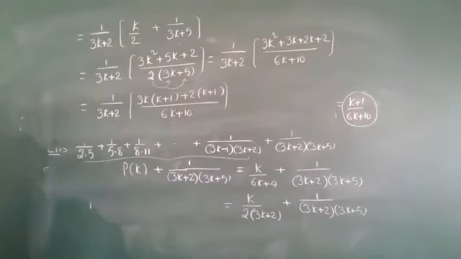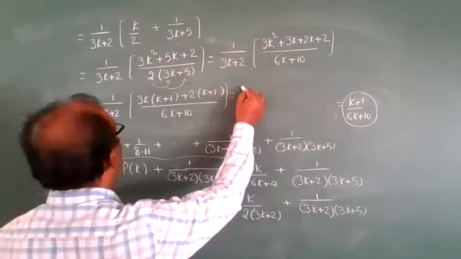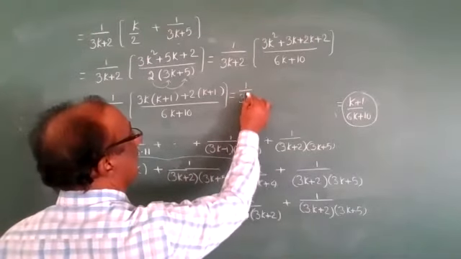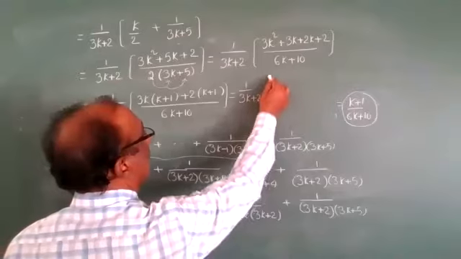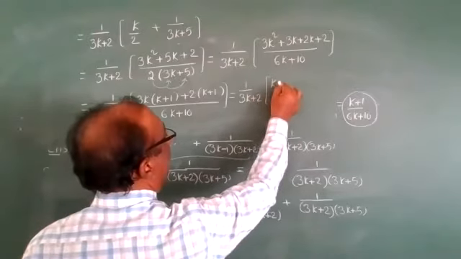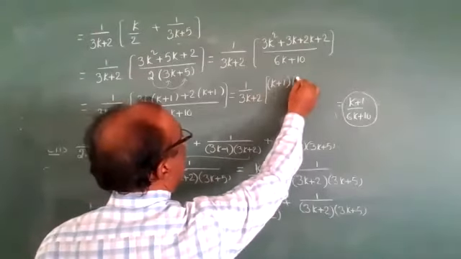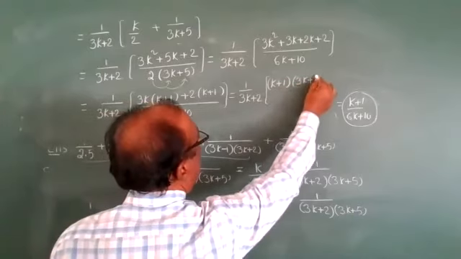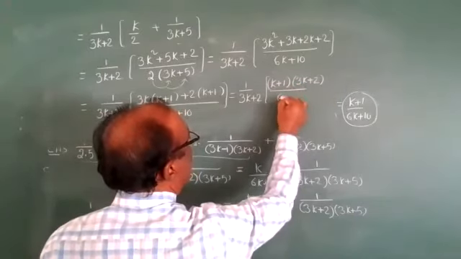Again take k plus 1 common. So 1 by 3k plus 2. K plus 1 is common. What is remaining is 3k plus 2 upon 6k plus 10.